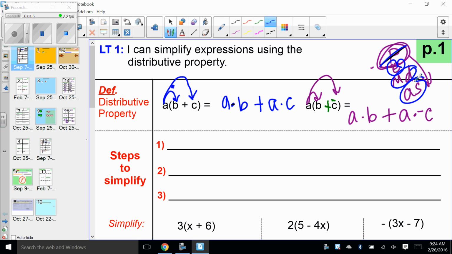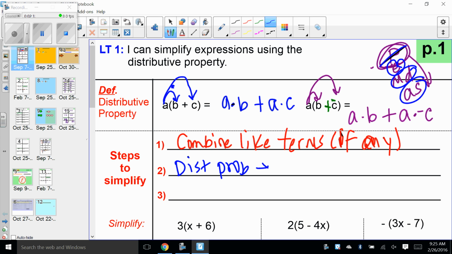All right, moving on here. So our steps to solving: first thing we need to do is combine like terms. So if we have like terms, we need to combine them. We don't always have like terms. We should take a look to make sure we can clean up the problem at all. So combine like terms if possible. After we combine like terms, we're going to use the distributive property, which means to multiply the number on the outside to both numbers on the inside. Okay, so we should be multiplying the number on the outside to both numbers on the inside.